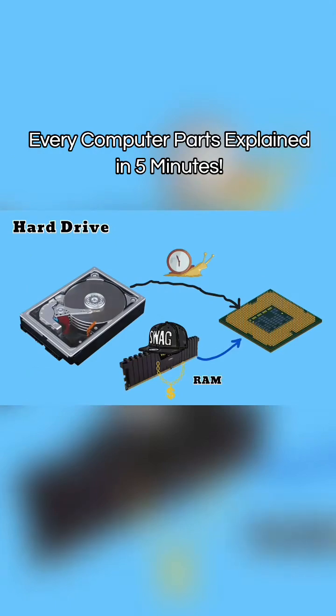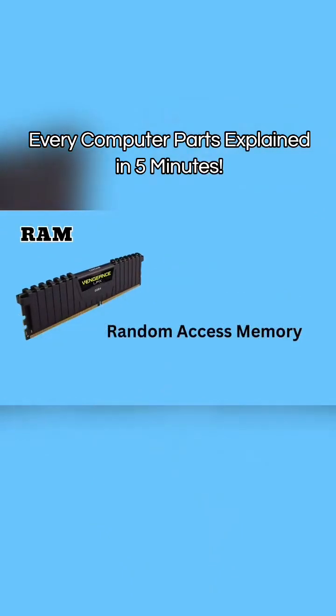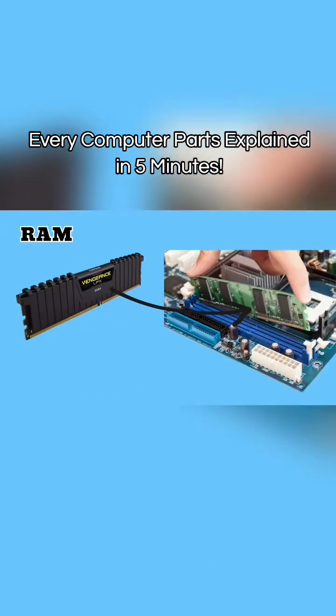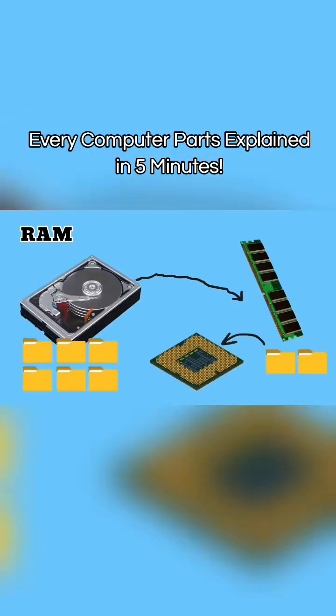where RAM comes in. RAM, or Random Access Memory, is a thin rectangular stick that connects directly to the motherboard. Its job is to temporarily hold data that the processor needs immediately. Instead of constantly searching the hard drive, the processor looks at the RAM, which is much faster.